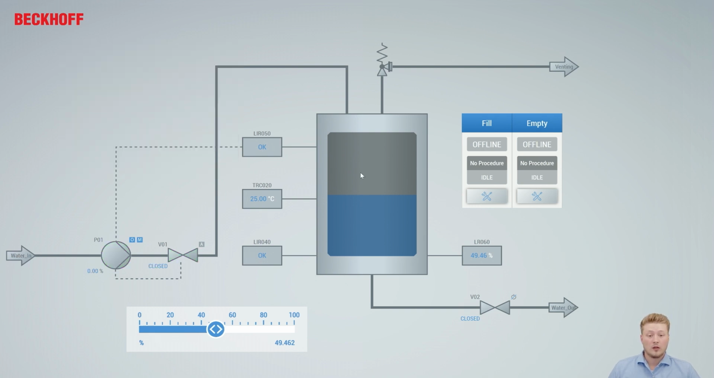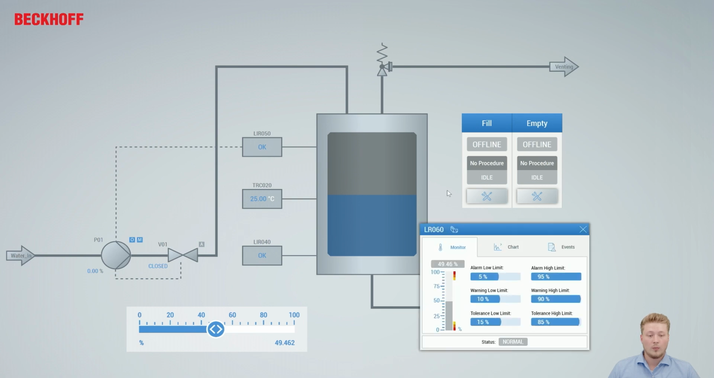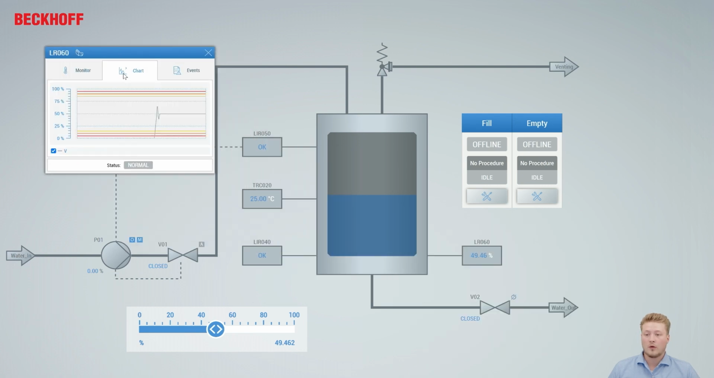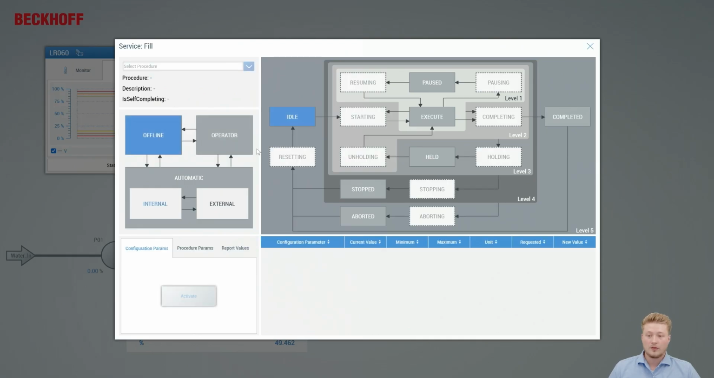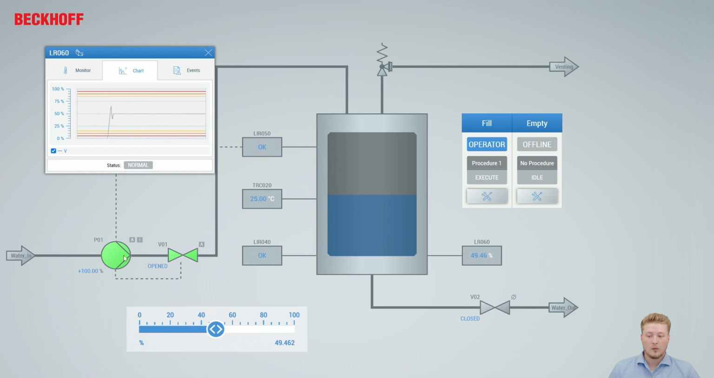Another thing that we can do now is, for example, open the chart tab for our fill level of the tank so that we can see if it's inside our limit monitoring boundaries. Now we can, for example, go into the fill service, set it to operator, and select the complete fill procedure. Now by hitting start, it will go into the execute state, and we can see that the pump was now automatically started.